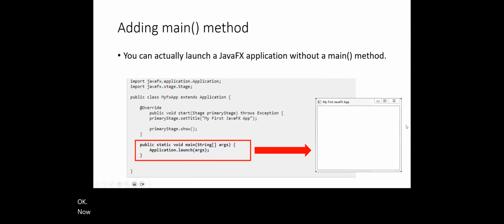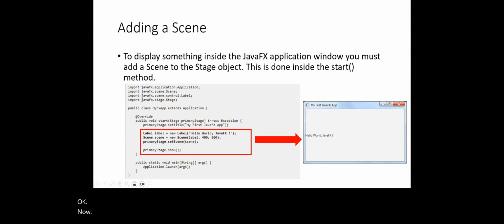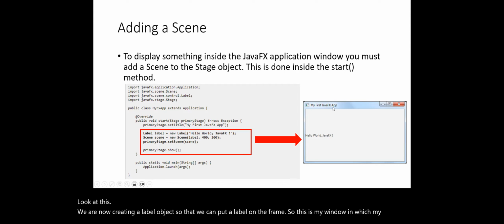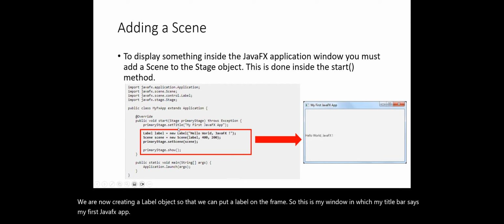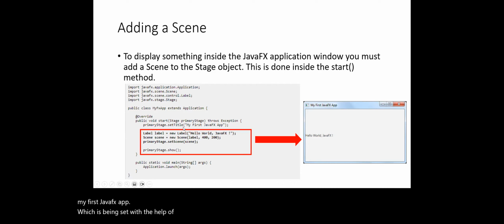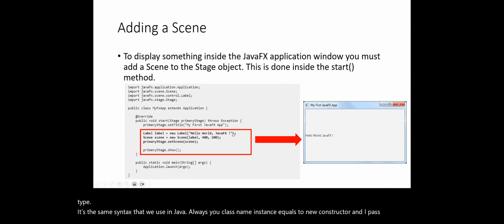Now, look at this. We are now creating a label object so that we can put a label on the frame. So this is my window in which my title bar says my first JavaFX app, which is being set with the help of setTitle. Then inside the red box, you see how I'm instantiating an object of Label type. It's the same syntax that we use in Java always. You write the class name, instance equals new constructor, and I pass a message.